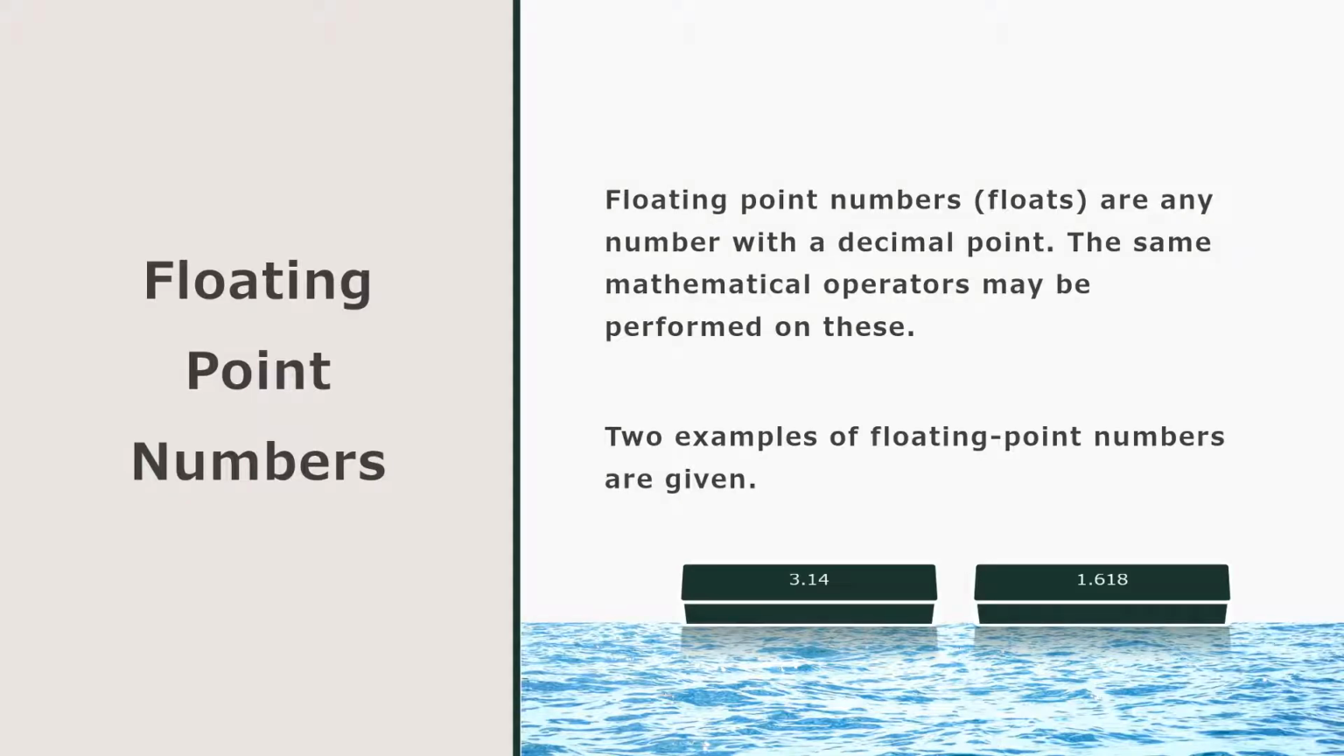Next up, there's floating point numbers, which, like I mentioned earlier, are just numbers with decimals in them. We usually call them floats for short. Two examples of floating point numbers are on the screen, 3.14 and 1.618. Bonus points if you know what these numbers are and why they're important. And you may use them on an assignment further on, hint, hint.